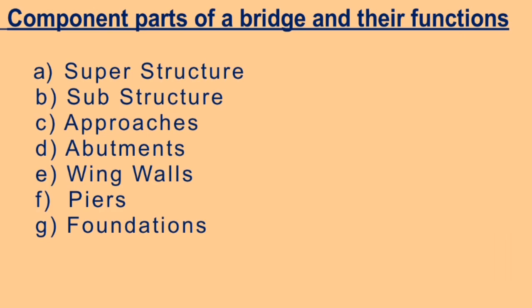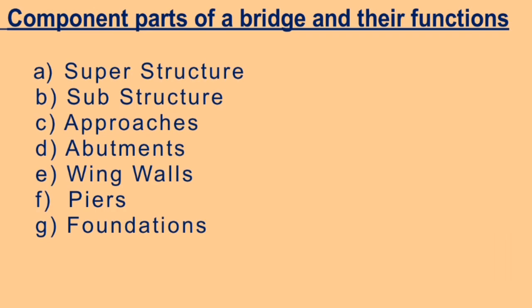Now, what is approaches? The portion of a roadway or railway on both the ends affected by the design and layout of a bridge are known as approaches. The function of approaches is to enable the vehicles running on a road or railway track at normal level to approach the level of bridge floor.